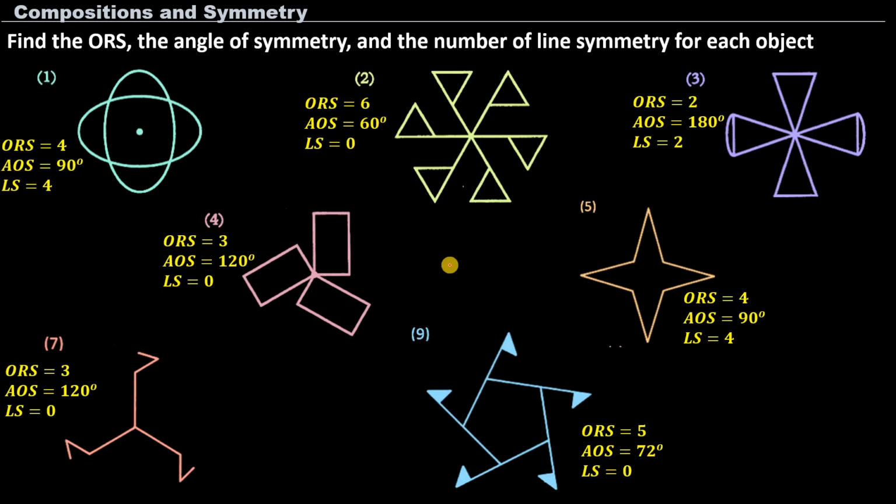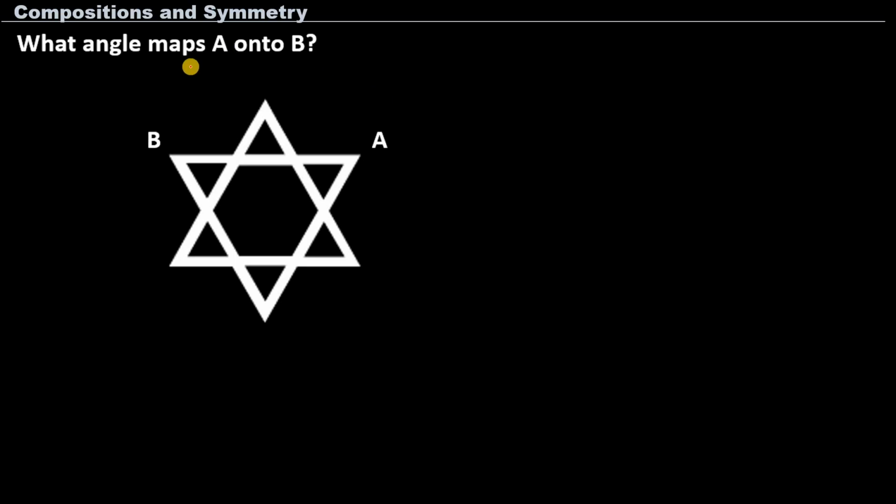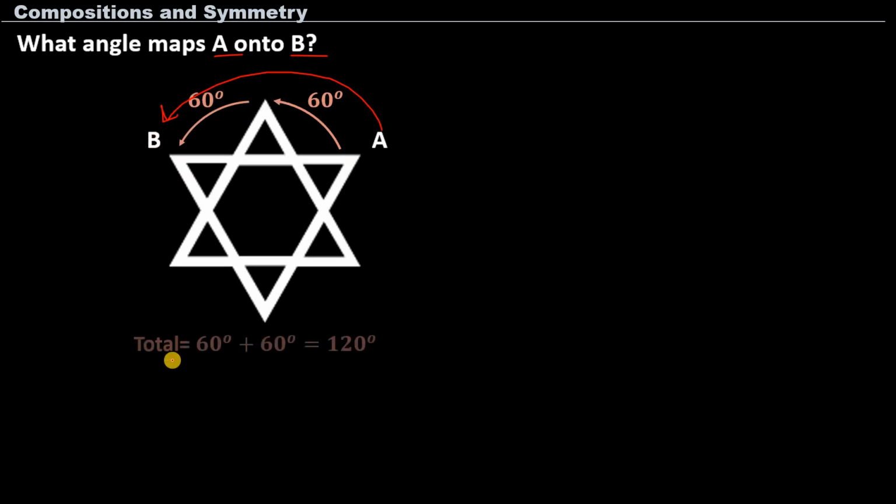And so the last thing we want to talk about when it comes to symmetry goes back to the idea of transformations and rotations. What angle would map A onto B? How would I go from A to B? Well, this shape has 6 spins to it. The ORS is 6, so 360 divided by 6 is 60 degrees. So if I do that twice, 120 degrees would take me from A to B.